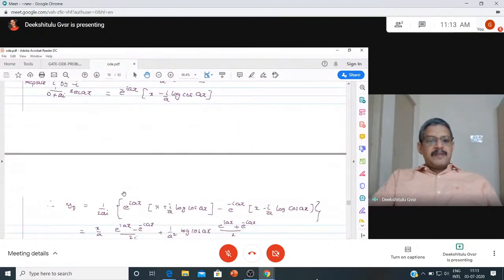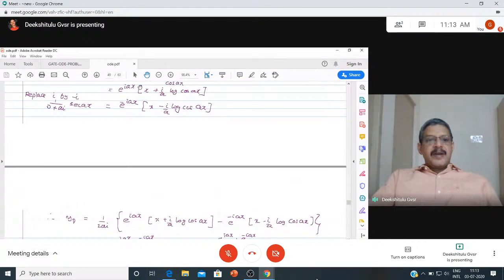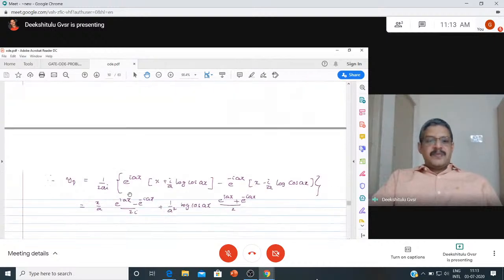You substitute both the things there. y2 becomes 1 by 2ai times e power iax times x plus i by a log cos ax, minus e power minus iax times x minus i by a log cos ax. This is the term that we get. So taking similar terms, x by a times e power iax minus e power minus iax by 2i. So this term we have taken out, and the other terms, 1 by a square, log cos ax, again e power iax minus e power minus iax.